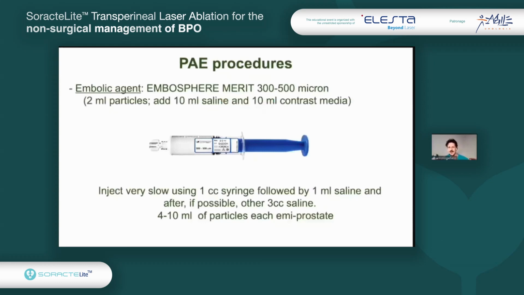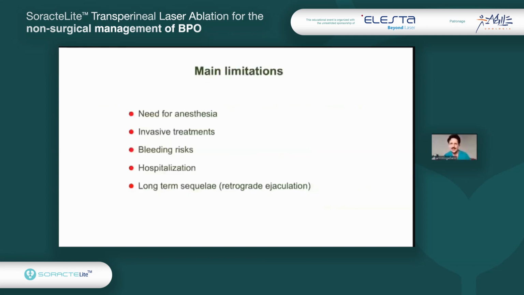The particles used to do the embolization are Embosphere, 300 to 500 micron. And the other very important trick is to inject the particles very slowly, because if you inject quite quickly, the risk is that the particles come back to the main artery and go to other arteries. So the tricks to avoid complications are technical tricks.